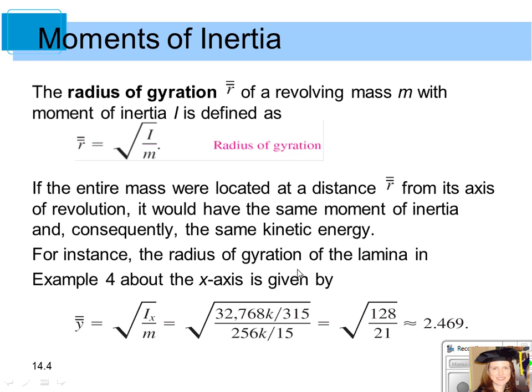For example, the radius of gyration of the lamina in example 4 about the x-axis is given by this y double bar, which is equal to the square root of the moment of inertia about the x-axis divided by the mass. And then when you simplify that, you get approximately 2.469.